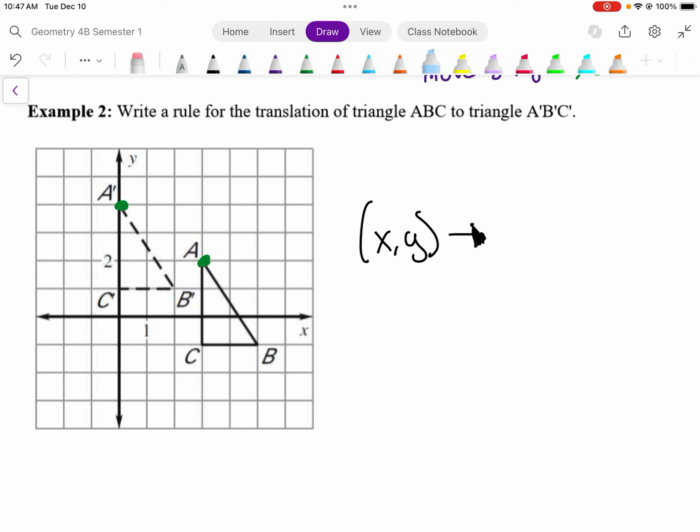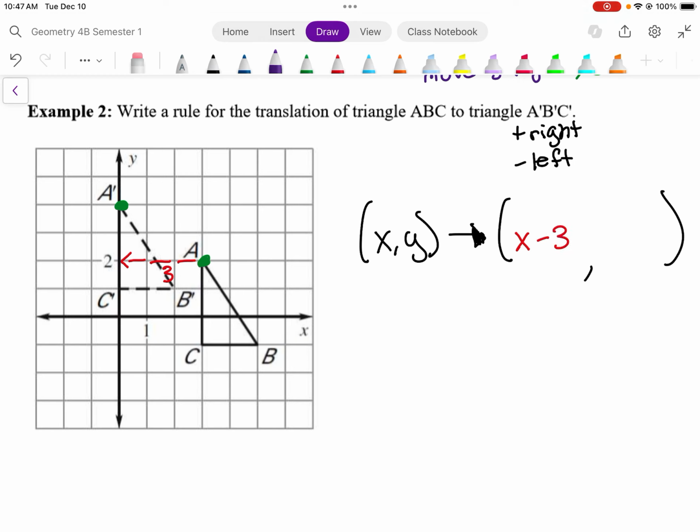So the first thing you're going to look at is, are you going left or right with your x's? So remember, your x is positive if you're going right and negative if you're going left. And we always start with the letter without a prime. So we're going to start at A. And to get to A prime, we moved 3 units left. So that means we are going to have x minus 3.